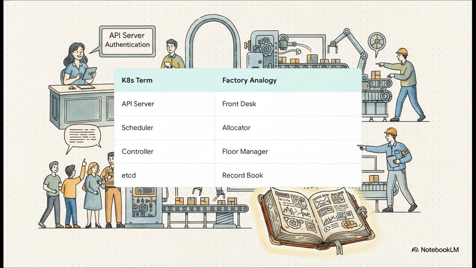Then, the Kube controller manager. That's our floor manager. And finally, etcd. Now this isn't a person, it's the company record book. It's a highly secure database storing every single piece of information about the factory.